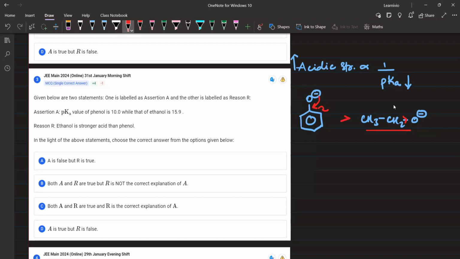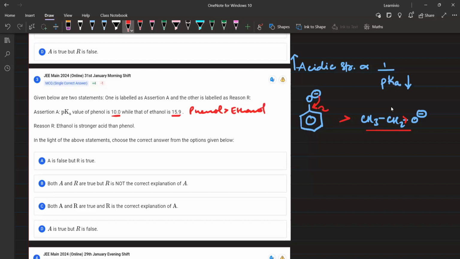So obviously, this is more acidic. And they're giving the pK value. Obviously, they don't want you to remember the pK value; rather, they want you to know the relationship between acidic strength and pK. The pK value of phenol is 10, while that of ethanol is 15.9. So it's true. That means they're trying to say phenol is more acidic than ethanol. That's what they are trying to say.